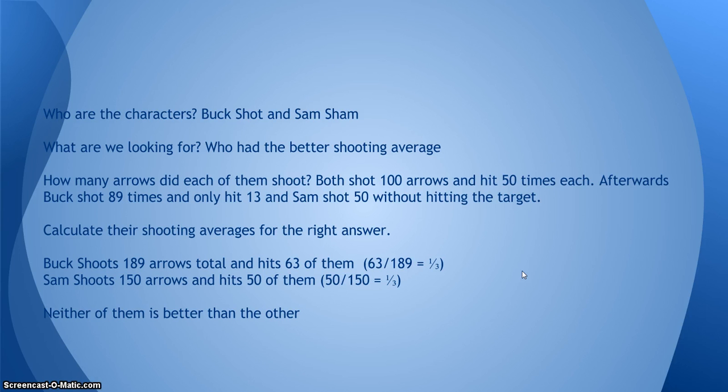Sam shot 150 arrows and only managed to hit 50 of them. 50 divided by 150 is also a ratio of 1 out of 3 shots hitting. So the correct answer is that neither of them is actually a better shot than the other. They both hit 1/3 of the time.